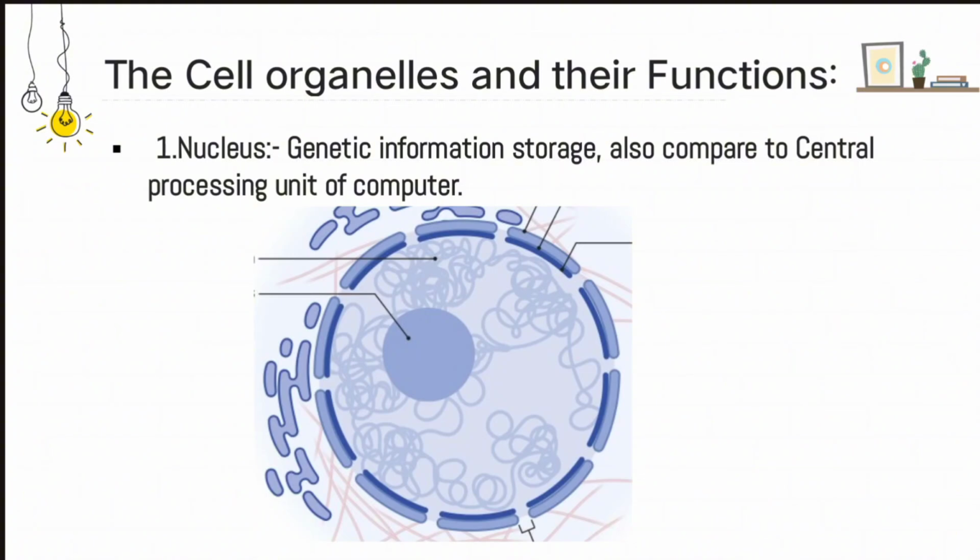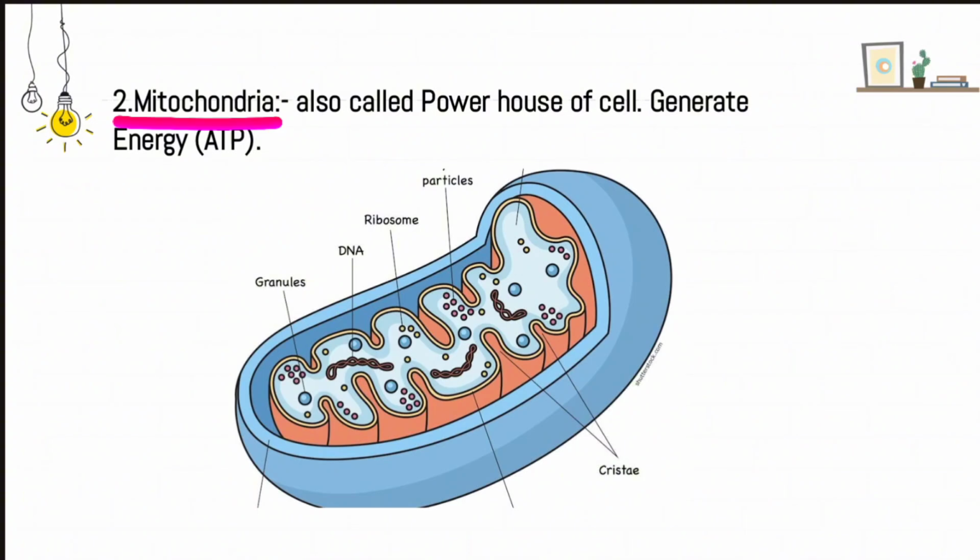The first one is nucleus. Nucleus is located in the center of the cell. The main function of the nucleus is genetic information storage. Inside the nucleus we have DNA, which is genetic information, and the nucleus is also compared to the central processing unit of a computer.